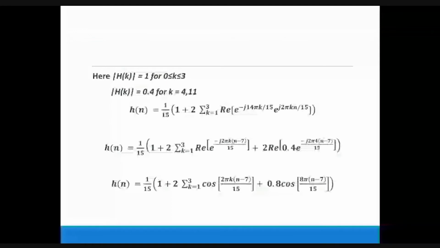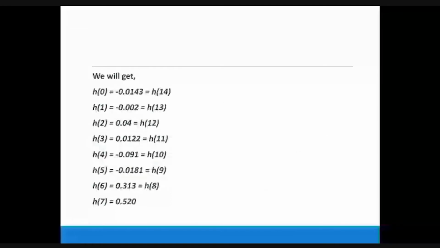Okay, please note down the answer. h0 minus 0.0143, h1 minus 0.002, h2 0.04, h3 0.0122, h4 minus 0.091, h5 minus 0.0181, h6 0.313, and the last one h7, that is 0.520. Okay, so these are your impulse response, or you can consider them coefficients h0 to h14.